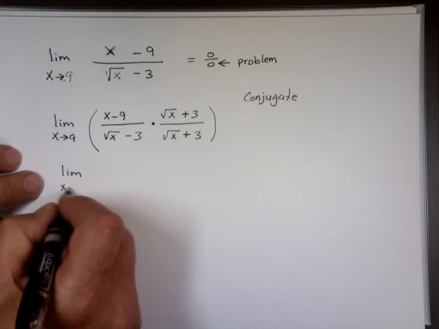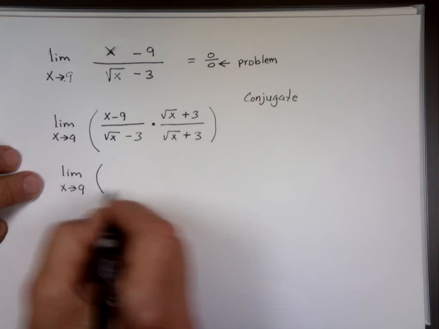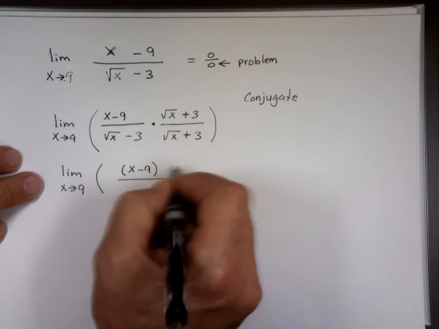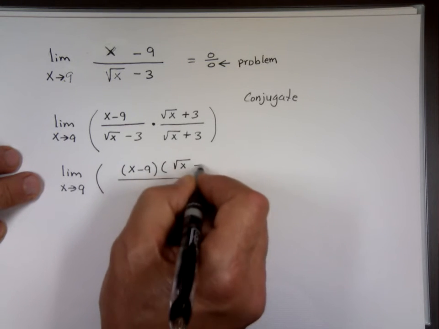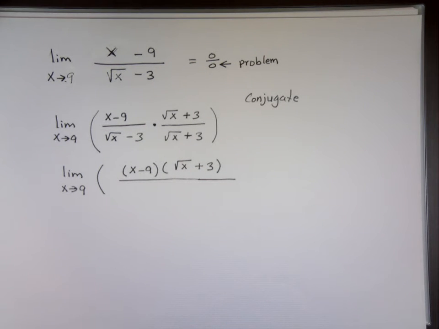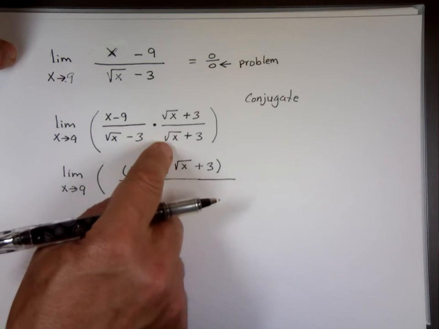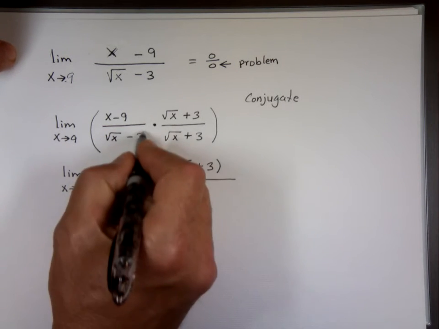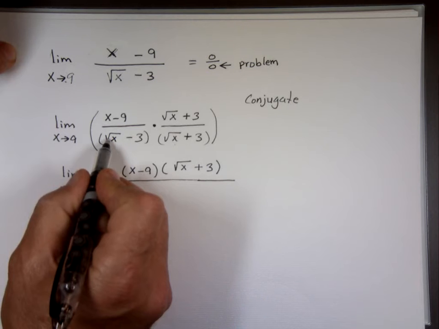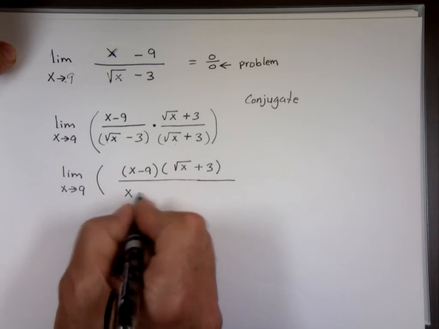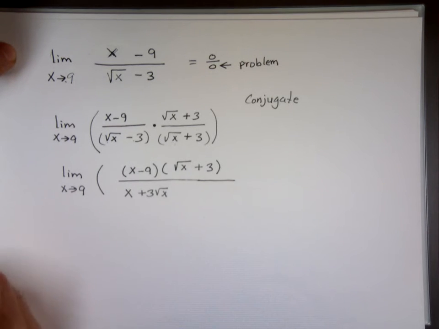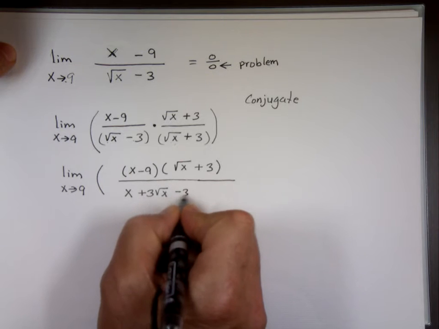The top, when you multiply them, is going to be x minus 9. I'll leave it the way it is. It always tends to work out nicely. The bottom. What's the square root of x times the square root of x? I'm using the FOIL method. x. What's the square root of x times the 3? Positive 3 square root of x. What's negative 3 times the square root of x? And what's negative 3 times the 3?